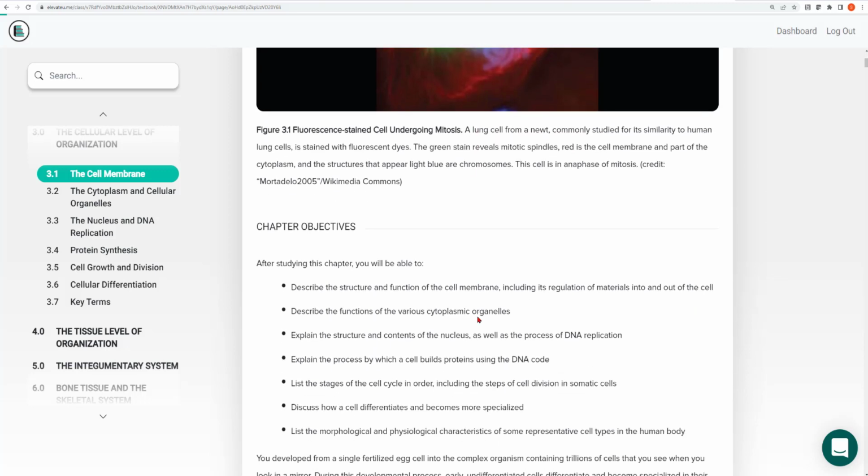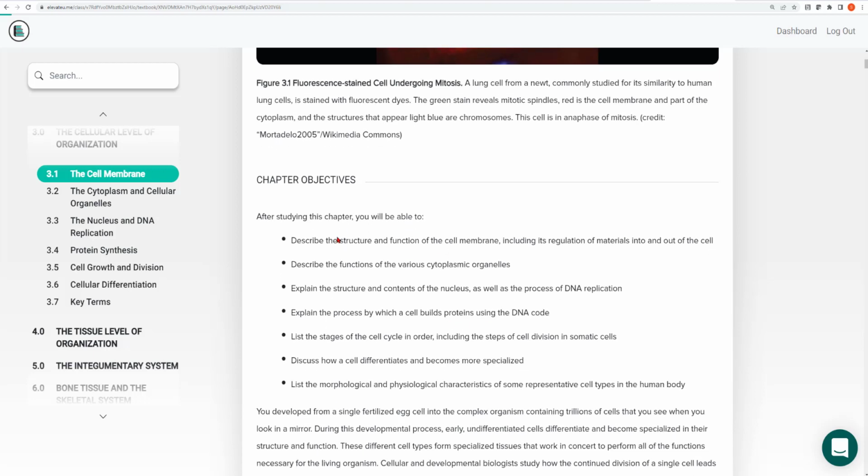Recall that as chapters start out, we have the chapter objectives. This is for the entire chapter. For today, we're primarily going to be talking about the cell membrane. We're going to be talking about the organelles, and we're going to talk about the nucleus as well as the process of DNA replication. The other chapter objectives will be covered in the second presentation on chapter 3.